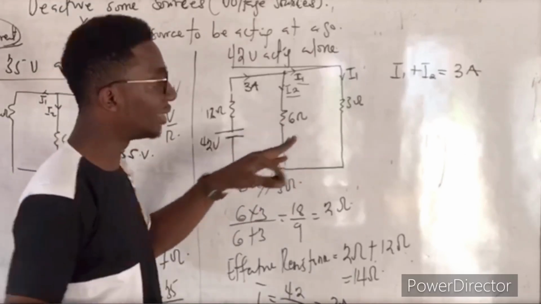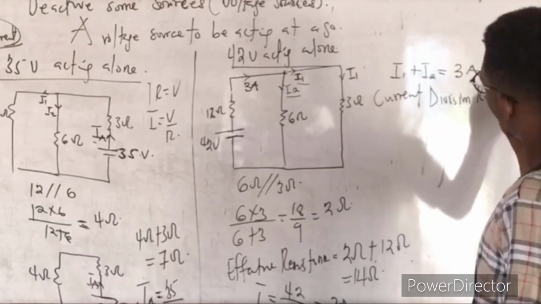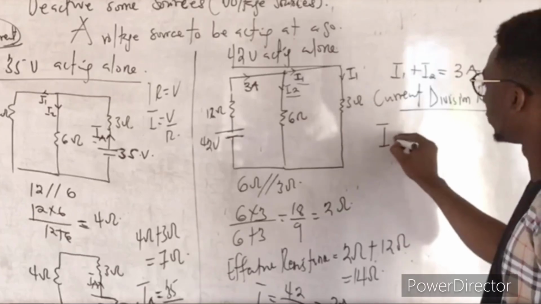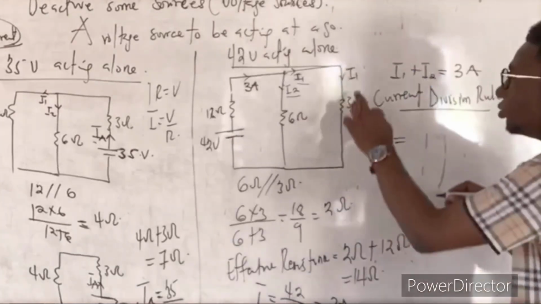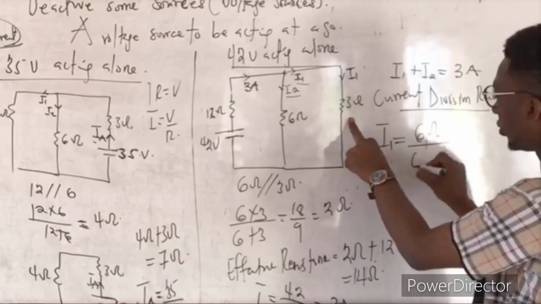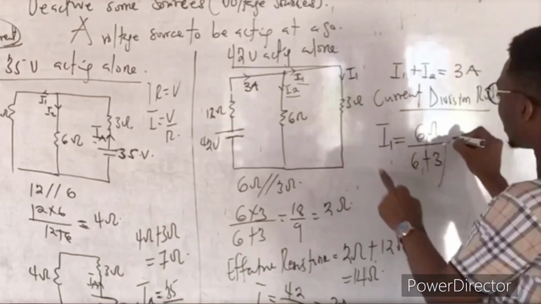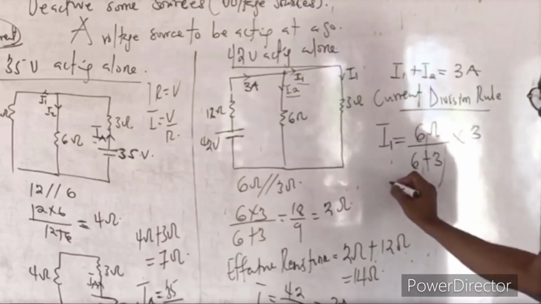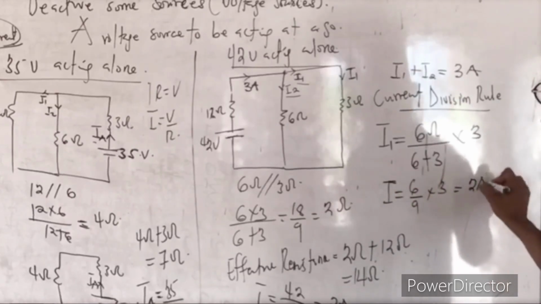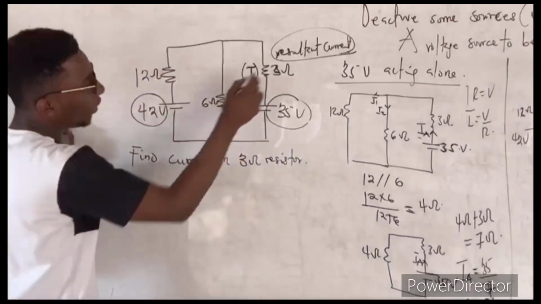When you know this, we can use the current division rule to find the current that will pass through here. So if we want to find I1, from the current division rule, I1 is simply, we take the opposite resistor, so that is 6 ohm divided by the summation of the 2 resistors, times the total current, which is 3 that is coming. When you do this, you get 6 over 9 times 3, which will give you 2 ampere. So the current I1 is 2 ampere.